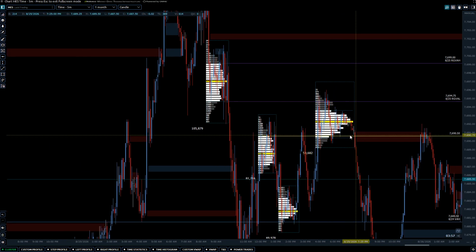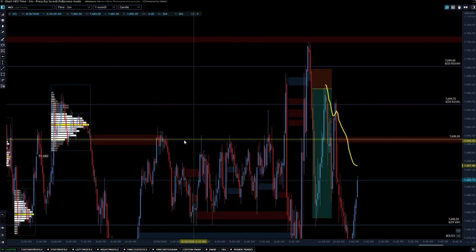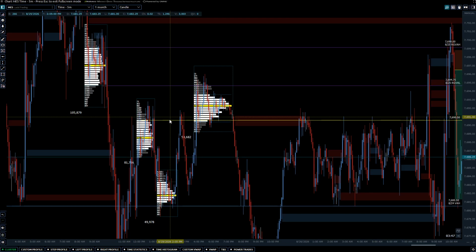Also look at this, value area low overlaps with the value area high of this. And yeah, look at this. Look at the support. I mean resistance that they sell as well. So that's pretty neat.